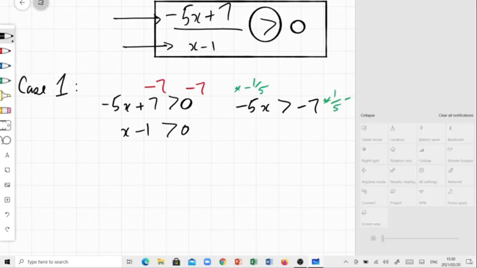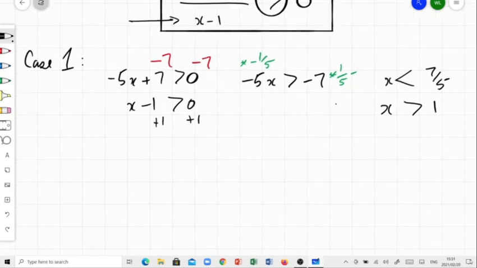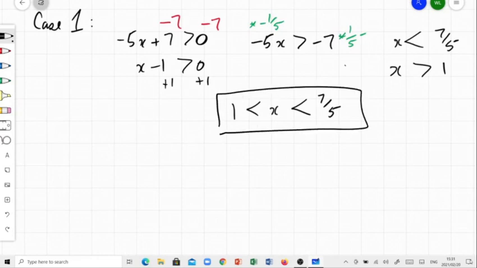So therefore I get x must be smaller than negative 1/5 times 7, which will give me positive 7/5. Okay. The other one, all I have to do here is just add 1 on both sides, and remember adding a translation preserves order, so therefore I get x is actually bigger than 1. Now remember that both the numerator and the denominator have to simultaneously be positive, so therefore we require x to be simultaneously bigger than 1 and smaller than 7/5. So therefore this is one solution.